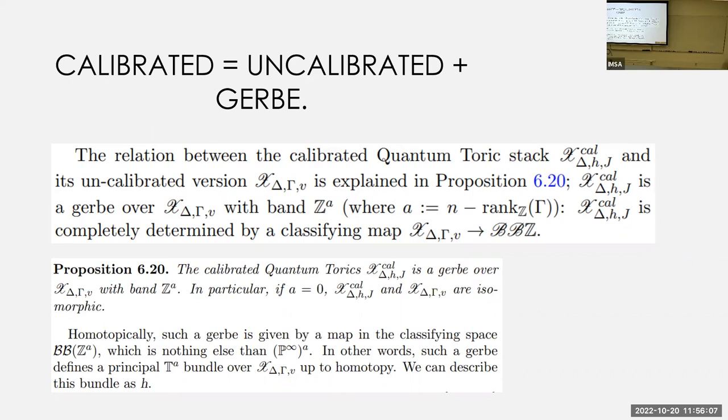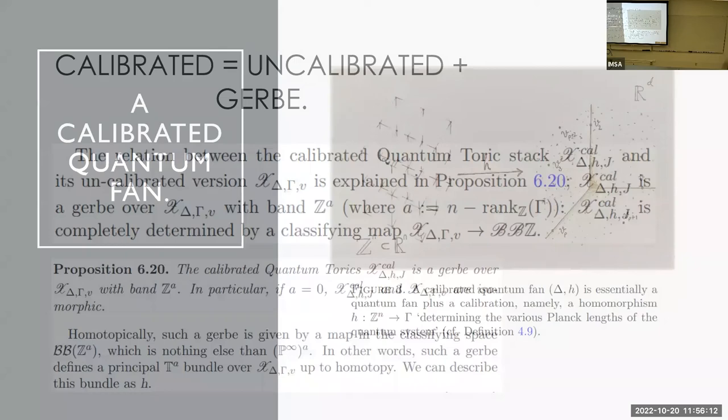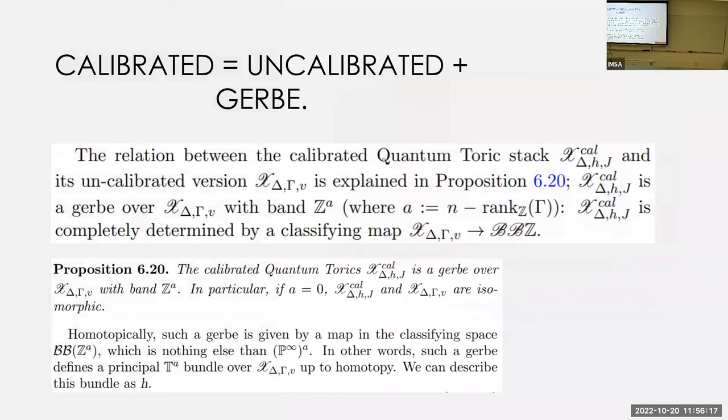And what is a? A is this excess of points that are not on the rays. So the calibrated quantum toric is a gerbe with band Z^a. In particular, if a equals zero, well, there is nothing. So this is the calibration issue, and it's a very important issue, otherwise I don't get moduli spaces.